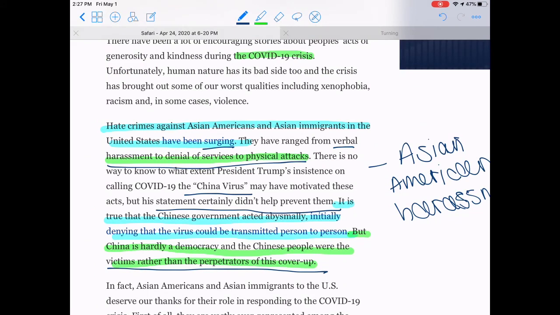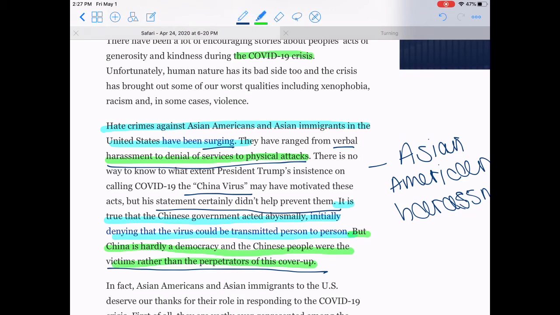Next we're going to be looking at our paragraph and trying to find two pieces of evidence that we can use to help support our claim. I have two pairs of evidence highlighted here, one in blue and one in green, and now we're going to distinguish which pieces of evidence we should use. The first pair, in blue, states: hate crimes against Asian Americans and Asian immigrants in the United States have been surging. And then next it says that it is true that the Chinese government acted abysmally, initially denying that the virus could be transmitted person to person.